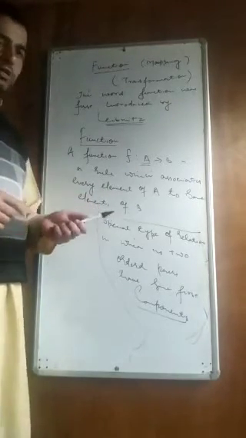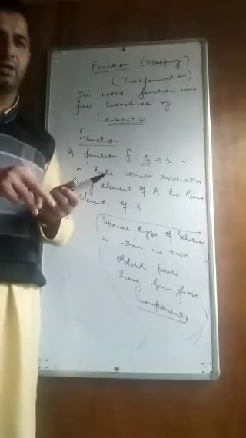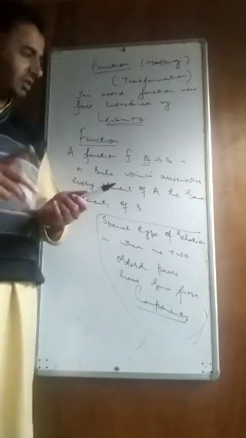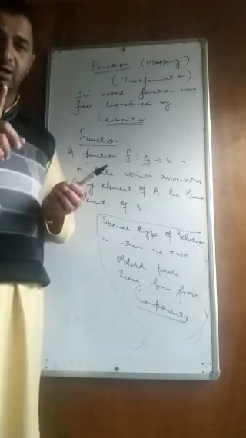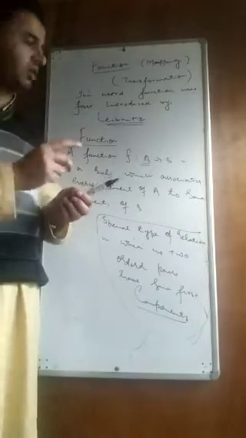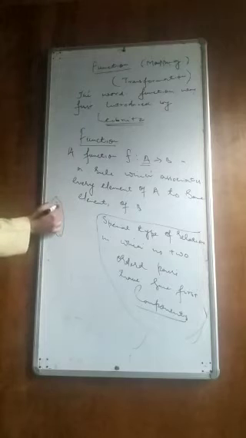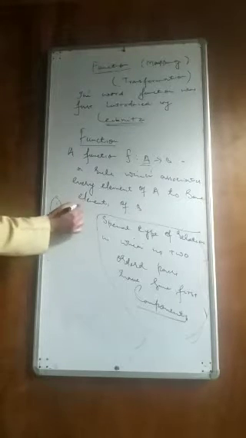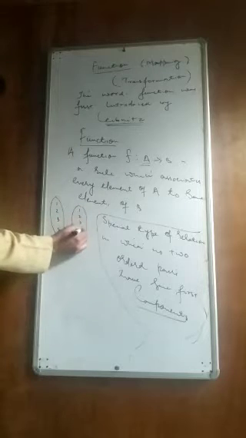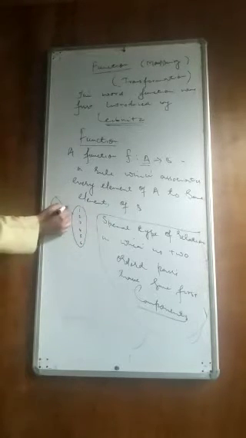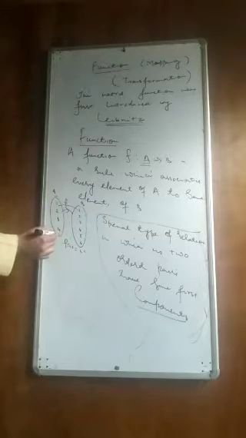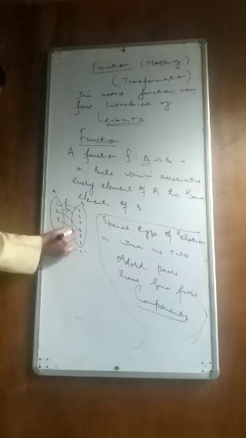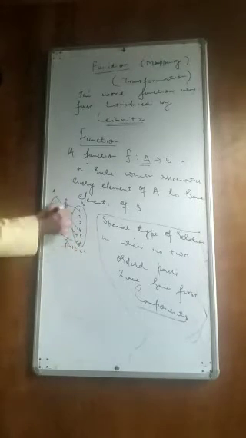So here we learn that in a function, one element cannot have two images. The association of one element cannot be with two elements. For example, if here it is 1, 2, 3 and 4, and again a set 1, 2, 3, 4, 5, 6 and so on. Suppose a function f from A to B is defined by f of x equals x square. 1 is associated with 1, 2 is associated with 4, 3 is associated with 9, 4 is associated with 16. So this is a function.